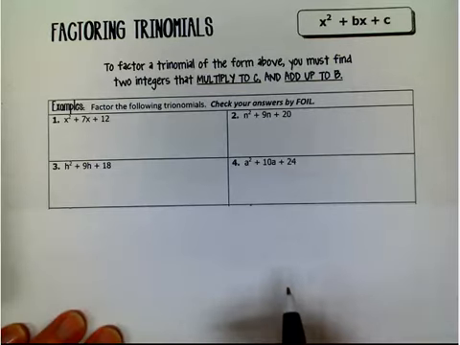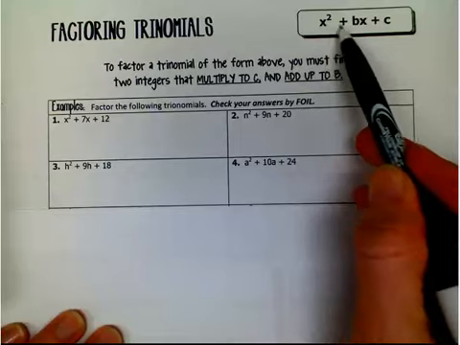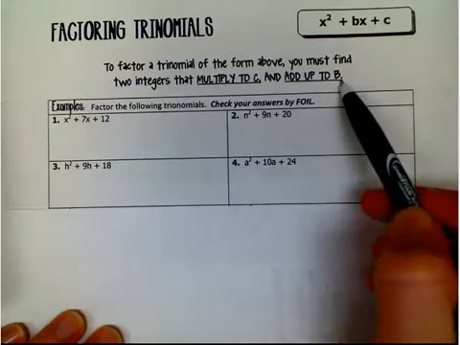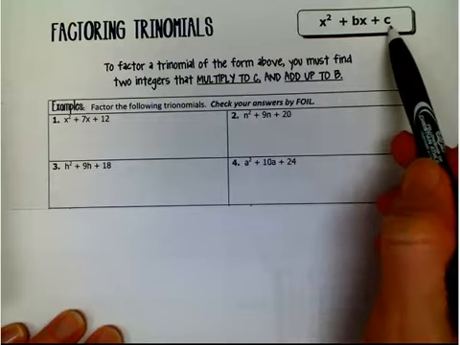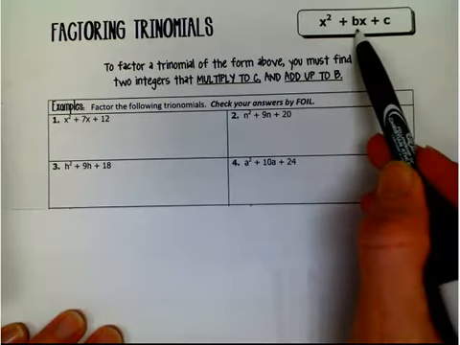In this video, we are going to be learning about factoring trinomials. And a key here is that when we factor a trinomial, we want to look for two integers that multiply to c and add up to b. So if we look at our x squared plus bx plus c, that's where we're getting these c's and b's from. So we're looking for numbers that will multiply to c, and those same numbers will add up to b.